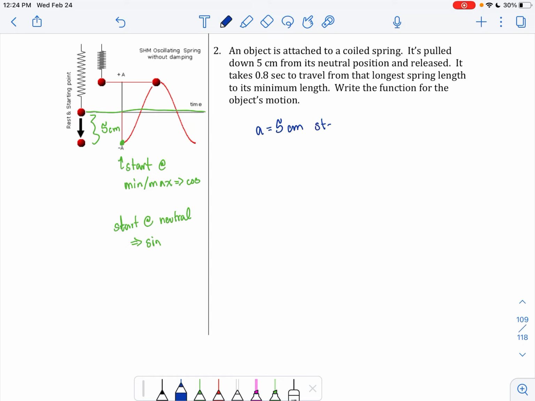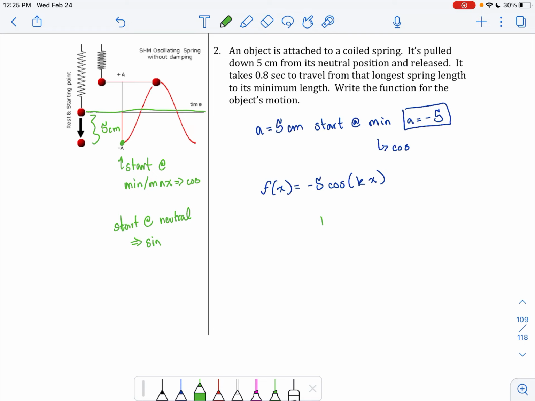Since it's a minimum, we start at a min, so we want A to actually equal -5, and that's going to tell us cosine. So what we now know is f of x is equal to -5 cosine of kx. All we need to do is find k.